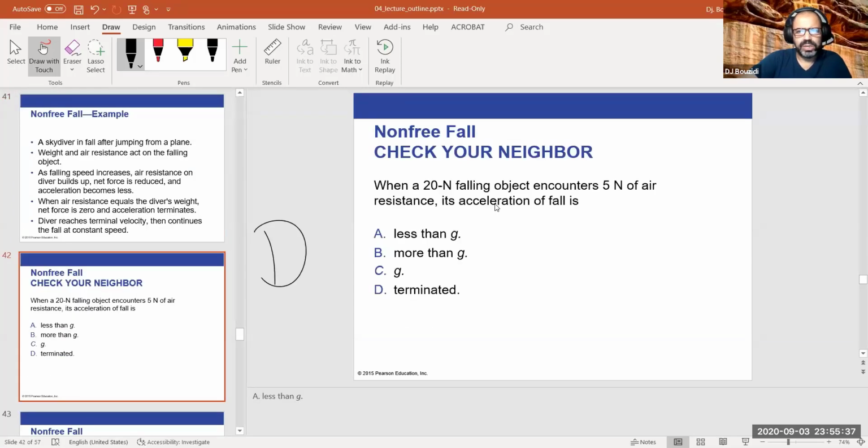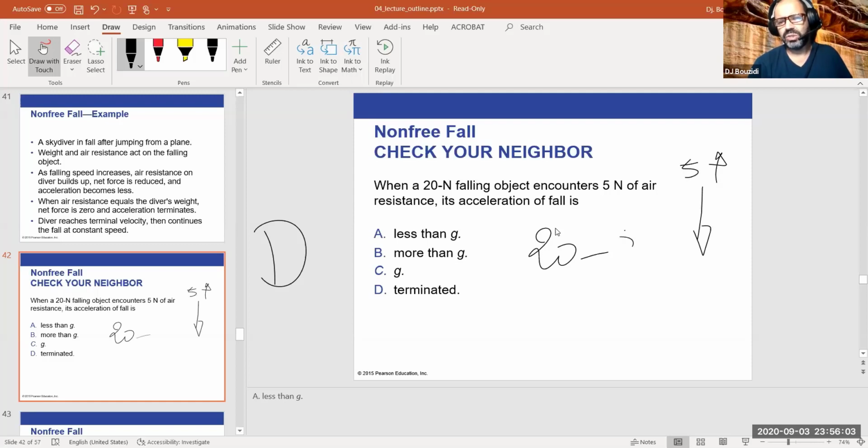This is another question that you're going to put in your notes. We're going to go and answer it too. When a 20 Newton falling object encounters a 5 Newton air resistance, its acceleration. So 20 Newton putting down, that's how much force it is. And the drag force in this case, or the resistance, is 5 Newton. So you subtract the two and you divide them by his weight. Because it's 20 Newton, that means its mass was actually 2 kilograms. 20 minus 5 is 15 divided by 2.